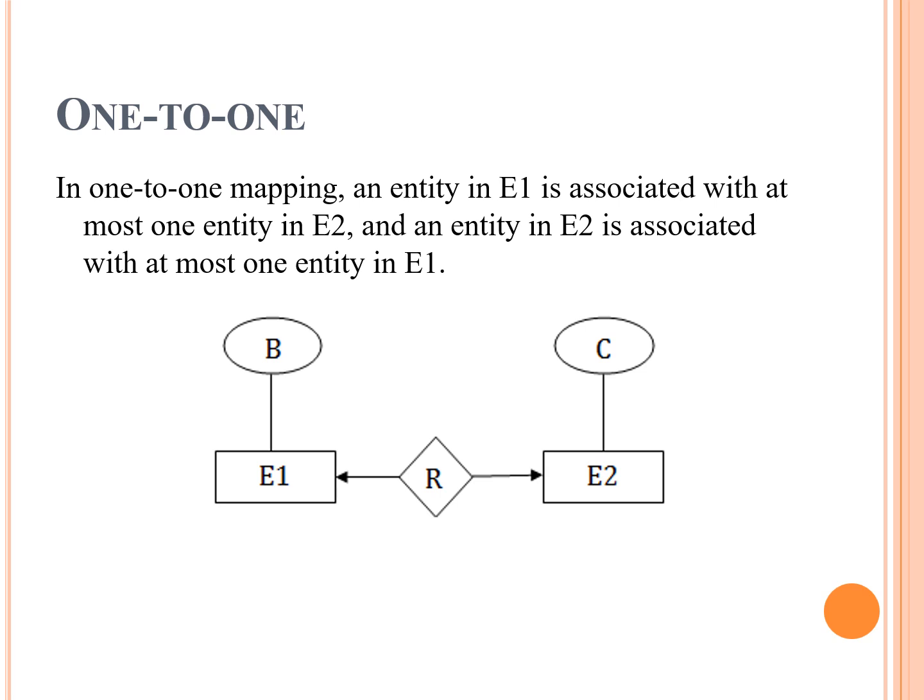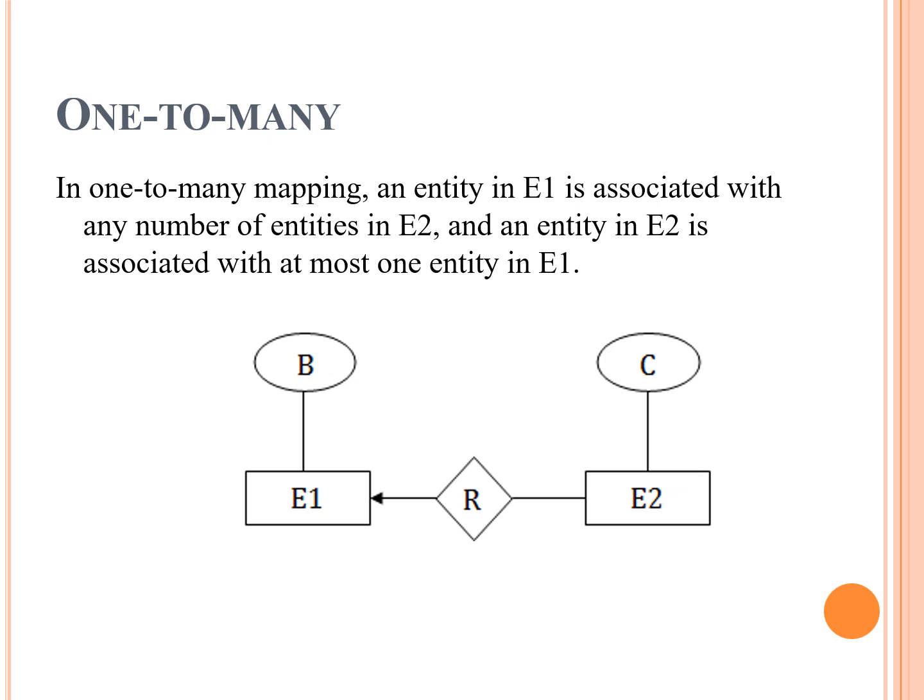Here one-to-one: an entity in E1 is associated with at most one entity in E2 and an entity in E2 is associated with at most one entity in E1. One-to-many: an entity in E1 is associated with any number of entities in E2. An entity in E2 is associated with at most one entity in E1.